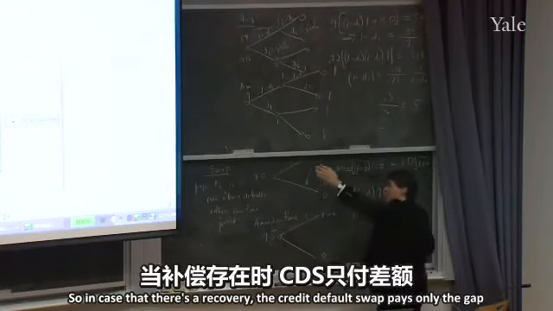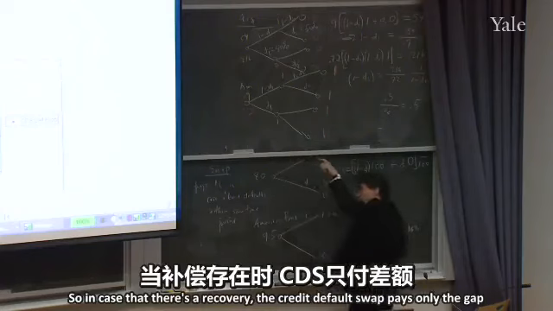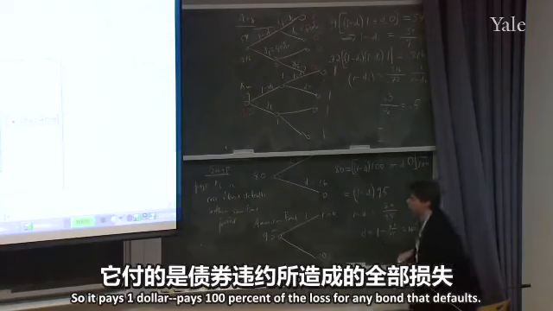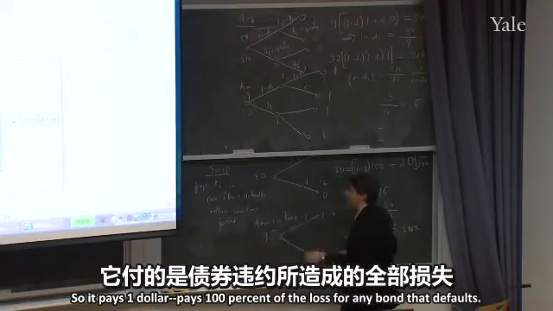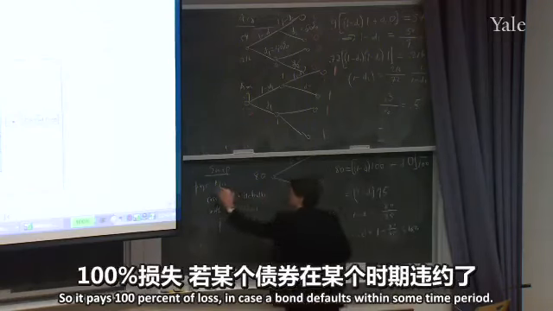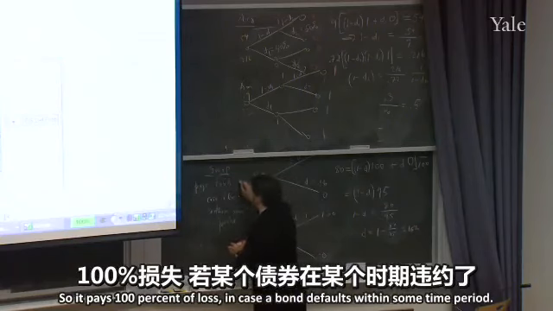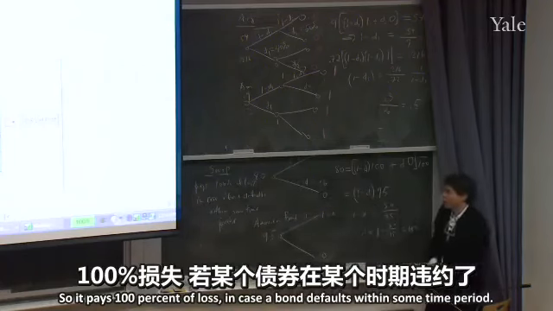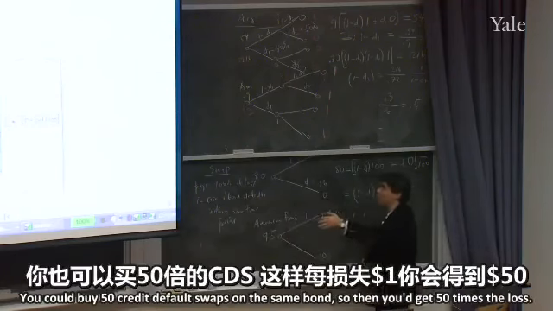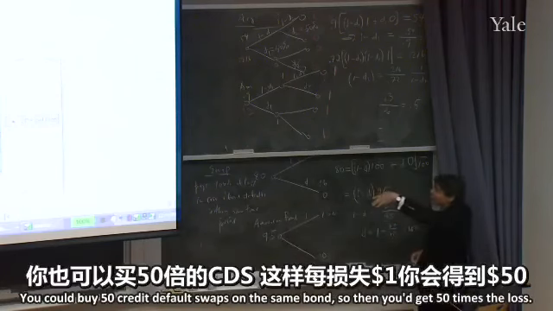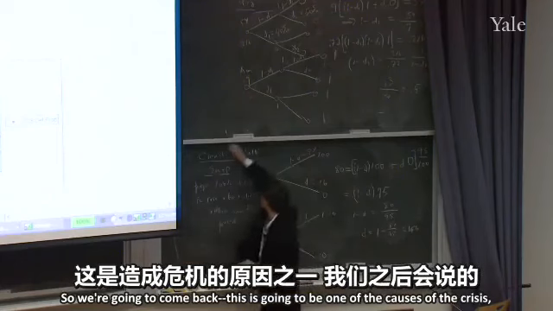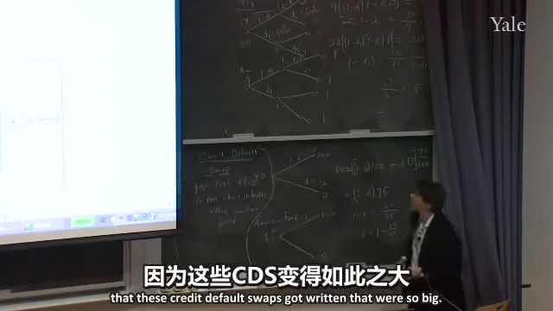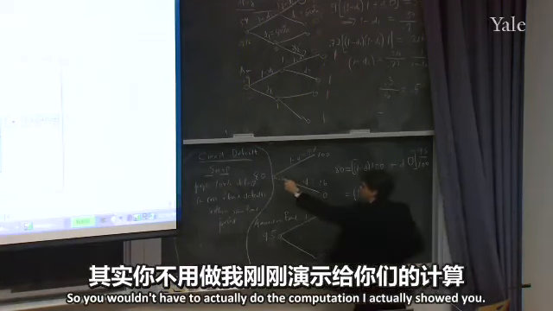So in case there's a recovery, the credit default swap pays only the gap between what it was promised and what it actually pays. So it pays 100% of the loss for any bond that defaults within some time period. Okay, now that's if you buy one credit default swap. You could buy 50 credit default swaps on the same bond, so then you get 50 times the loss. So we're going to come back. This is going to be one of the causes of the crisis, that these credit default swaps got written that were so big. So you wouldn't have to actually do the computation I just showed you.